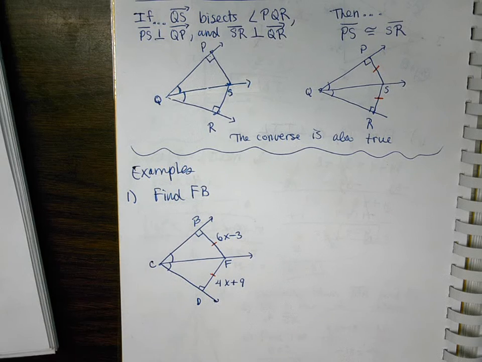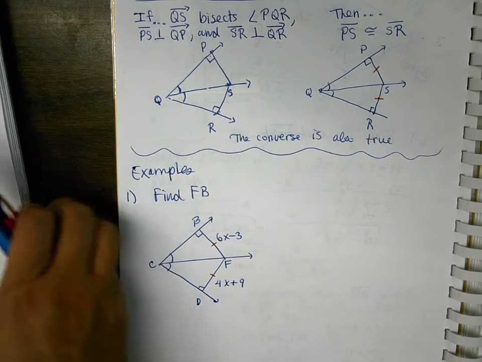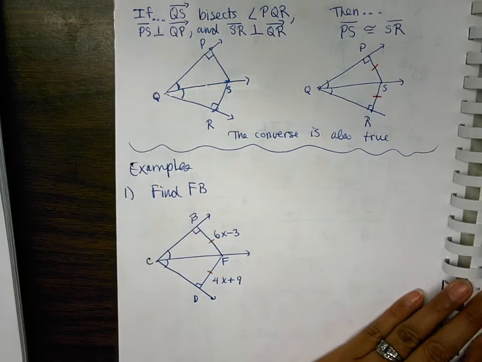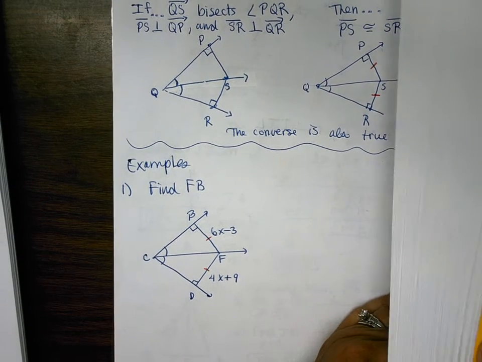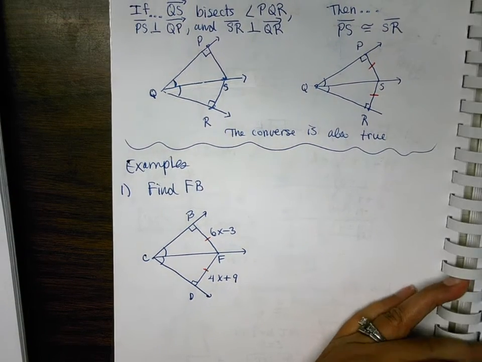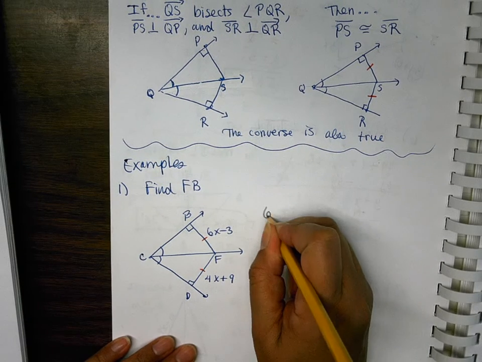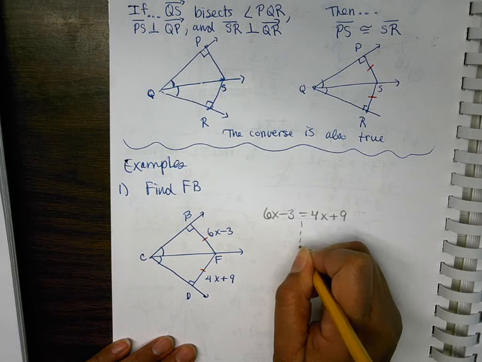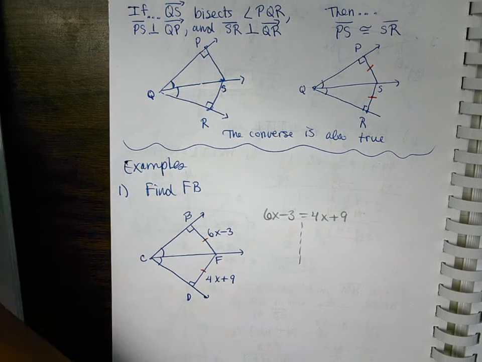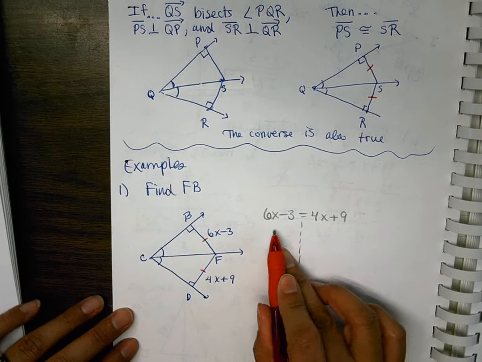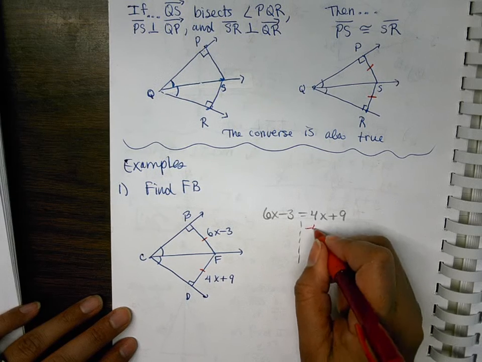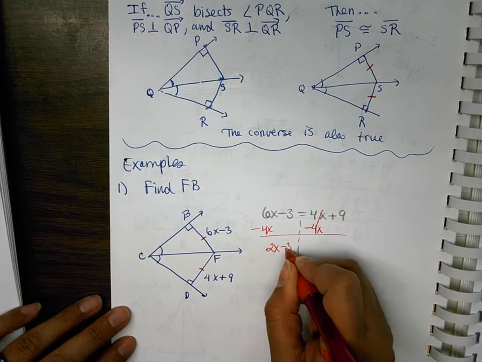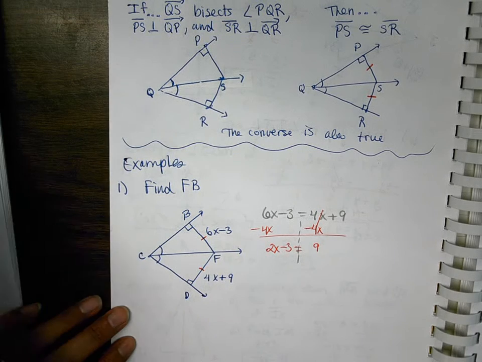So what is my equation going to be, or what is it going to look like? Perfect. 6x minus 3 equals 4x plus 9. And I still have some kids messing up on their solving, so be careful. Do you want to subtract the 4x or the 6x? 4x, and that gives me what? 2x minus 3 equals 9. All right.